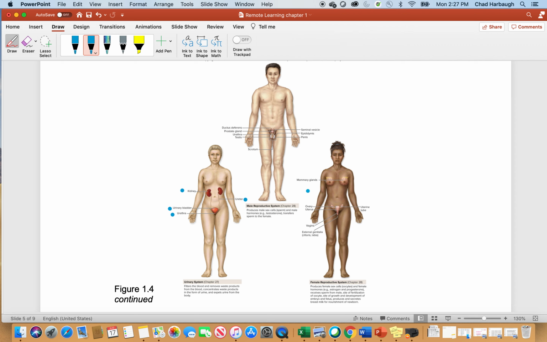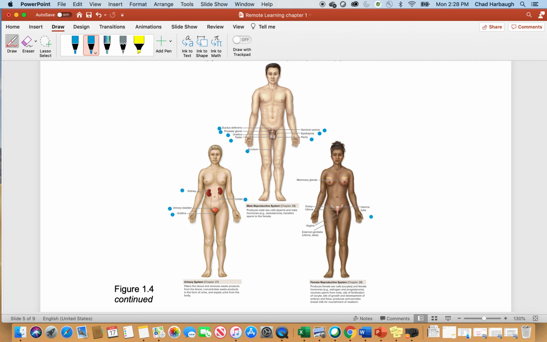Then we have two separate reproductive systems. The first, the male reproductive system, produces the male sex cells, otherwise known as sperm, and it also produces the male hormone called testosterone. Some of the structures that are important in the male reproductive system would be the ductus deferens, the prostate gland, urethra, the testes, the scrotum, the penis, the epididymis, and the seminal vesicles.